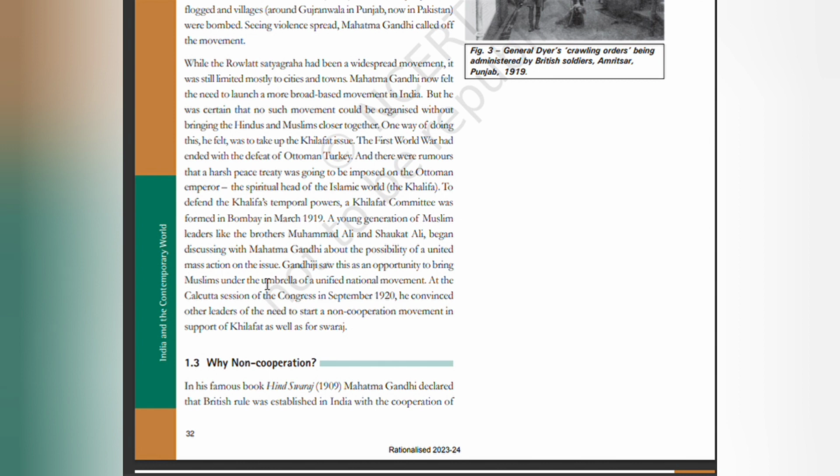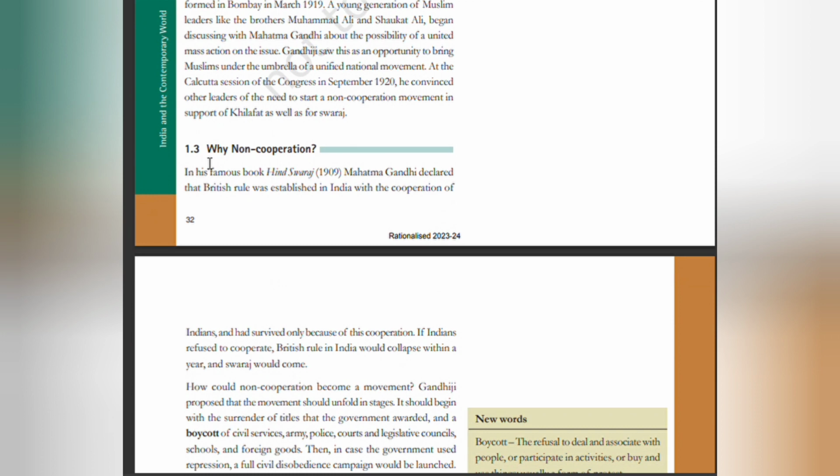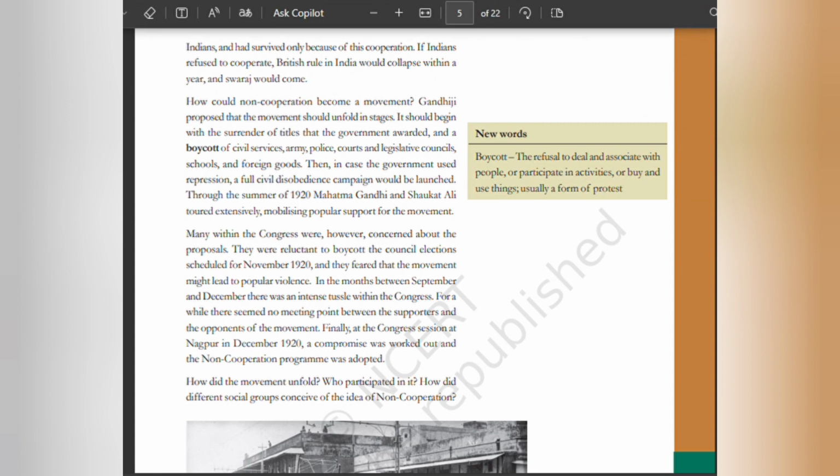At the Calcutta session of the Congress in September 1920, he convinced other leaders of the need to start a non-cooperation movement in support of Khilafat as well as for Swaraj. Why non-cooperation? In his famous book Hind Swaraj, 1909, Mahatma Gandhi declared that British rule was established in India with the cooperation of Indians and had survived only because of this cooperation. If Indians refused to cooperate, British rule in India would collapse within a year, and Swaraj would come.